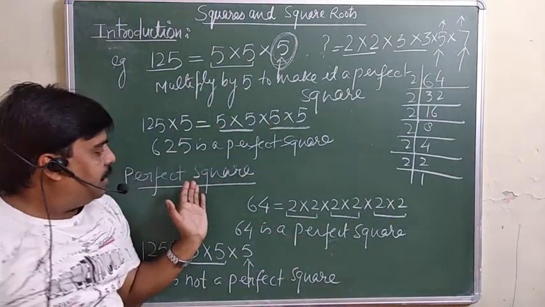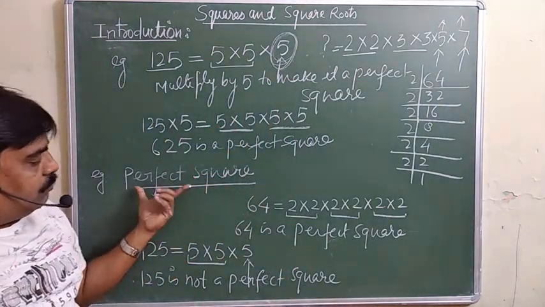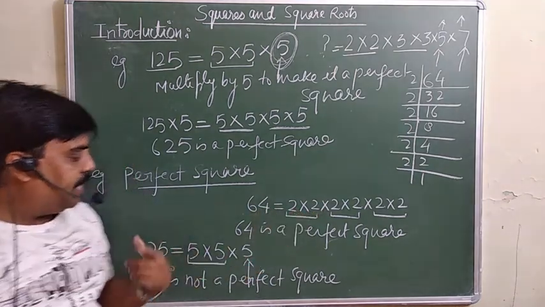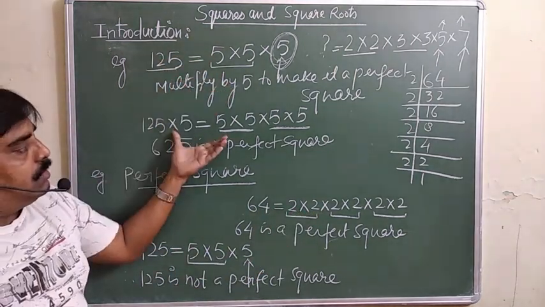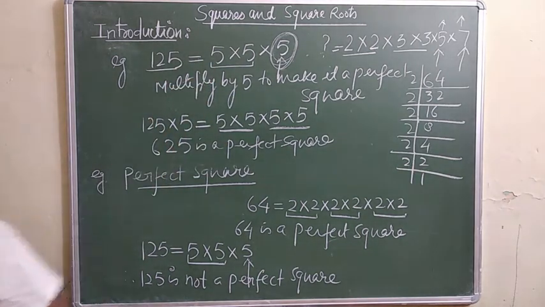So likewise you can check, हम चेक कर सकते हैं कि कोई नंबर परफेक्ट स्क्वायर है या नहीं. And if you want to make it a perfect square by multiplying or division, that also you can do. Have a look.